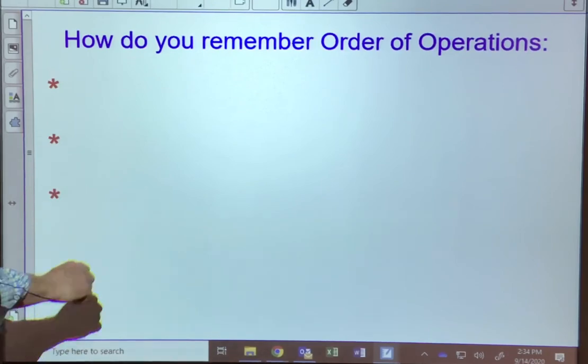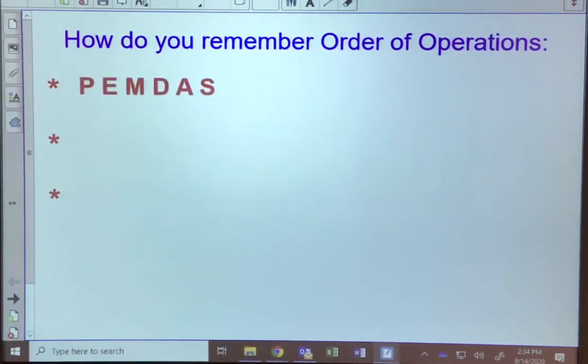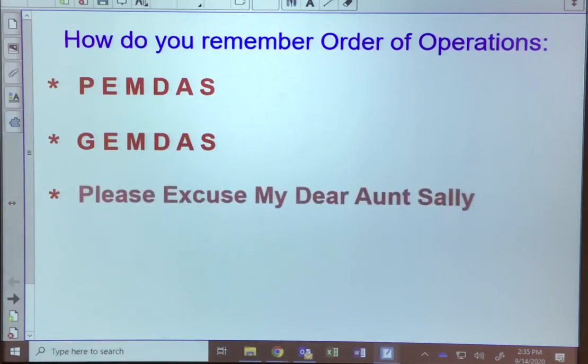A lot of us, maybe it was PEMDAS, okay? Some of us even learned a mnemonic device called GEMDAS. And then some of us old school people learned it as "Please excuse my dear Aunt Sally." All of these are good. Whatever helps you remember. If you've got another little saying or rhyme that helps you remember them, it's great if it helps you remember them in the correct order.